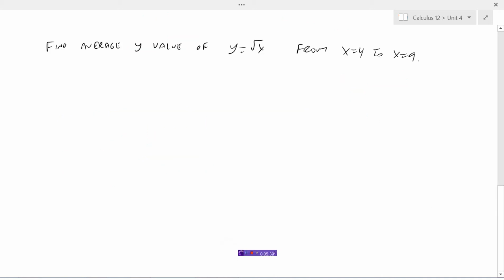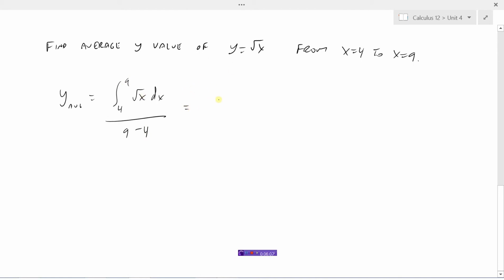So let's find the average y value of our function y equals the square root of x from x equals 4 to x equals 9. So y average will equal the integral from 4 to 9 of the square root of x with respect to x. That would represent our area. The area divided by the width, which will be 9 minus 4, will simply give us our average y value.